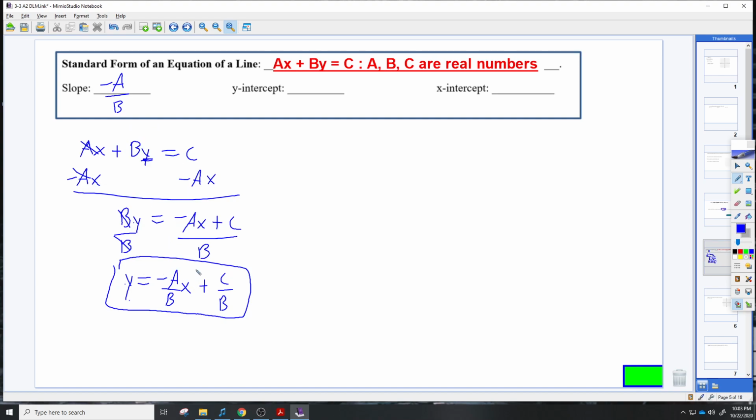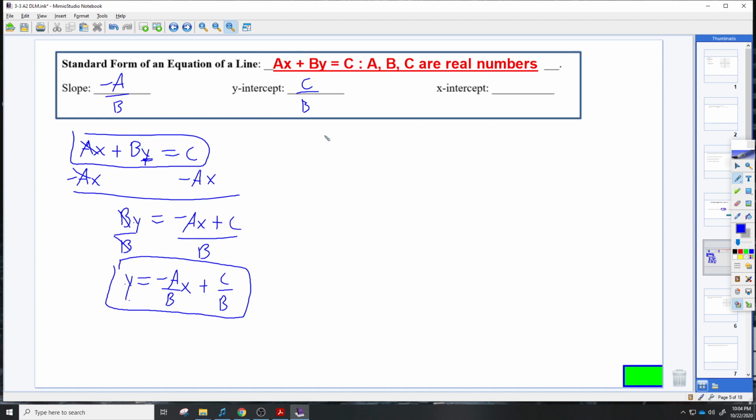So instead of doing all this work every single time, we can just look at the original equation and say, if we just do negative the number in front of x, a, divided by b, that's going to be the slope. The y-intercept is the second part over here, c over b. That's where you would normally start to graph the equation. The number that's by itself, c over b.